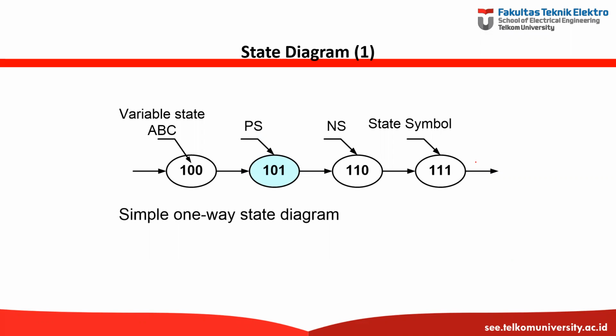Now, for example, I am right here. This is the present state, 0, 1, 0. So this is A, this is B, and this is C. And then clock. It will change to: A will remain 1, B will change to 1, and C will change to 0. And then clock again. A will remain 1, B will remain 1, but C will change to 1. Okay, this is a simple one-way state diagram.